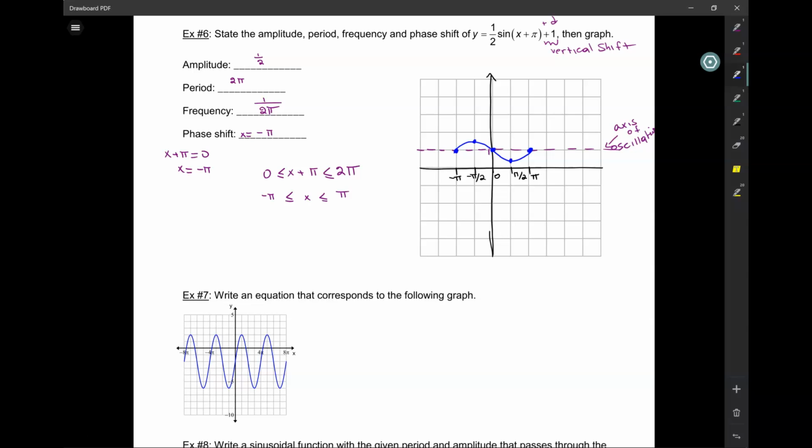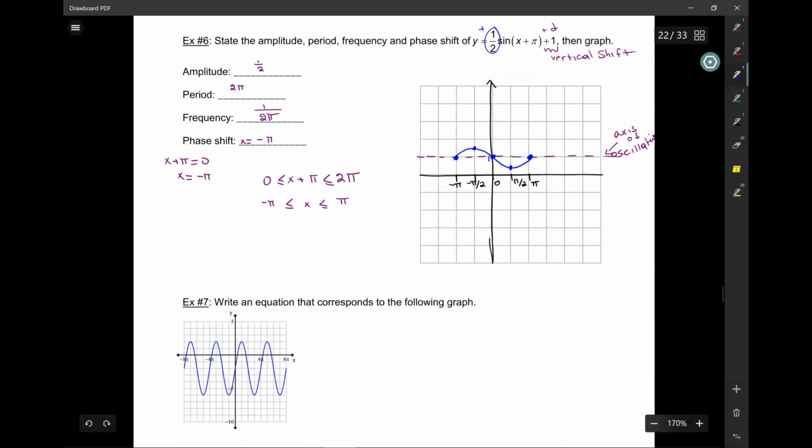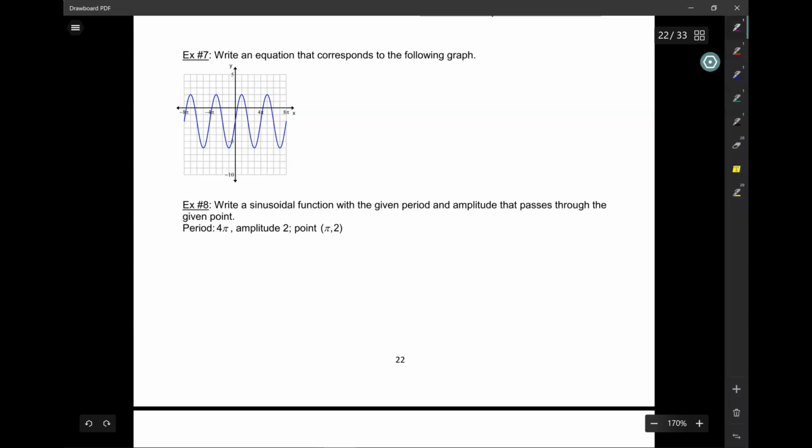I'm kind of confused in how you knew to go up half. Because the amplitude is a half. Oh, okay. And because it's a positive half, I go up first, then down.